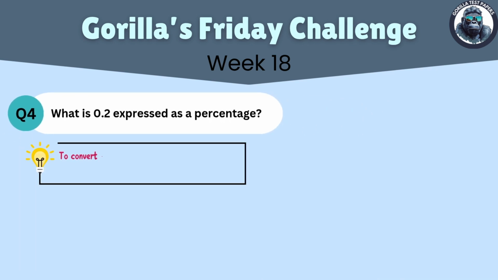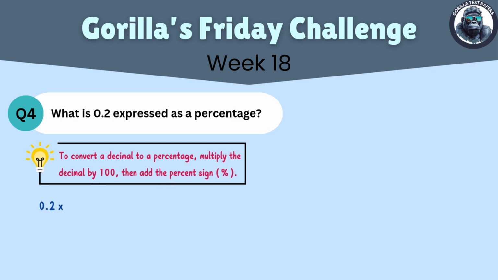The learning point here is that to convert a decimal to a percentage, multiply the decimal by 100 and then add the percentage sign. So starting with our decimal, we do 0.2 multiplied by 100, which gives us 20. That means that 0.2 is the same as 20%. This is the answer for this question.